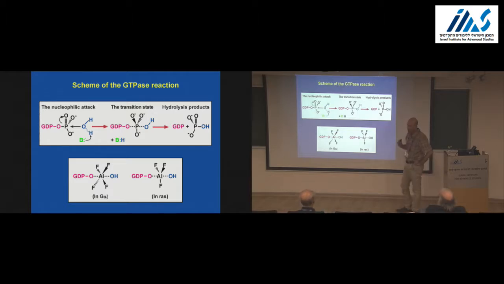If we want to mimic the transition state, we can use aluminum fluoride in combination with GDP. So the aluminum sits exactly in the place of the gamma phosphate, and it's considered a very good transition state analog.